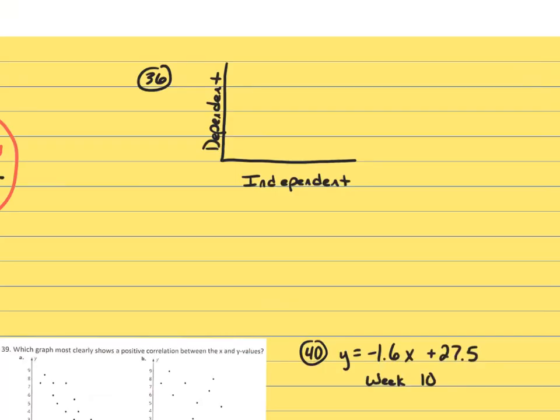Number 36, the independent will always be your x-axis and your dependent is your y-axis. Now on this problem, they are asking you what is the dependent, which would be this side right here. And on the graph, this side is the distance from Carl's house in miles.